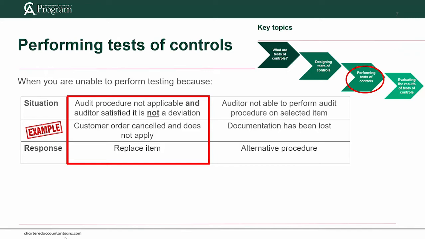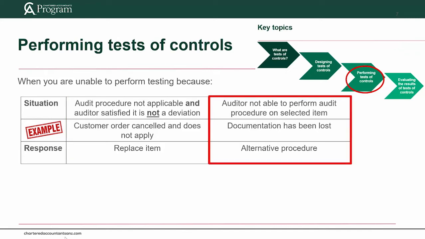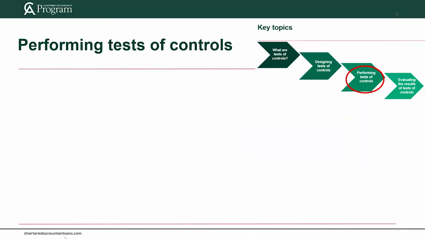Or, it could be because the auditor is not able to perform audit procedures on the selected item. For example, the client has lost the documentation. In this case, alternative procedures may need to be performed, otherwise it would be treated as a deviation.